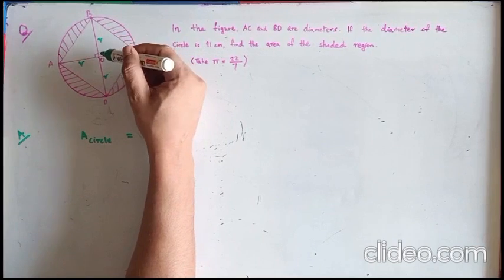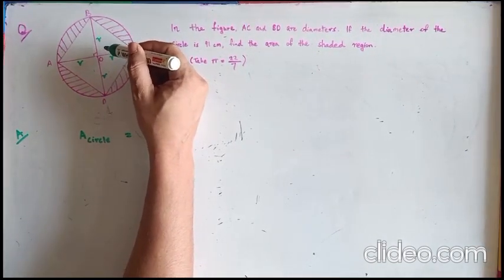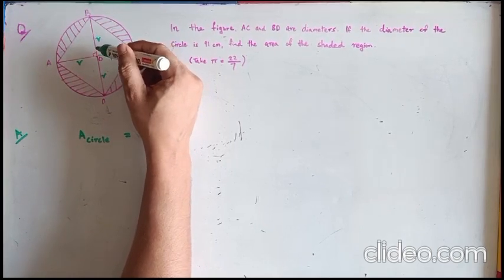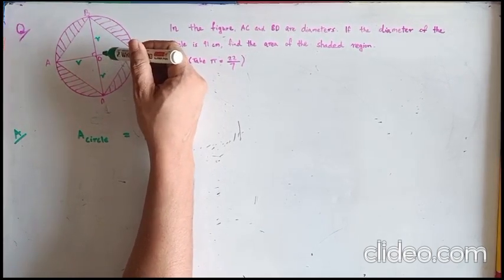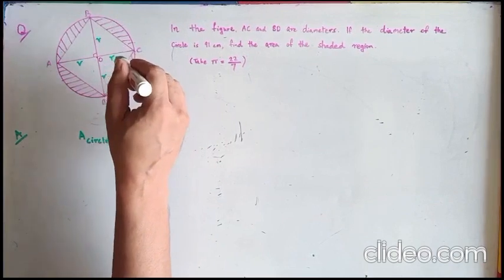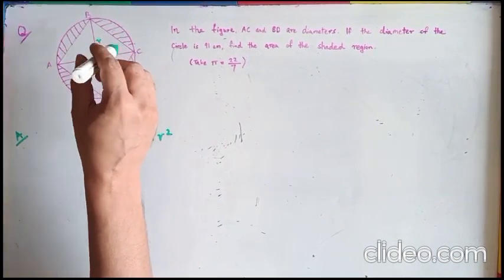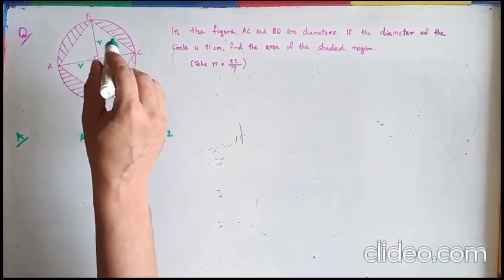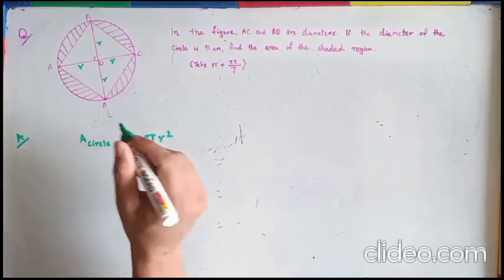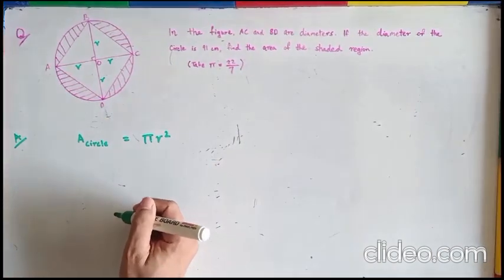So if we can find the area of one of these triangles, we just have to multiply that by 4. That will be the area of the square, and we just deduct the area of the square from the area of the circle to find the shaded area. So let us get on with it.